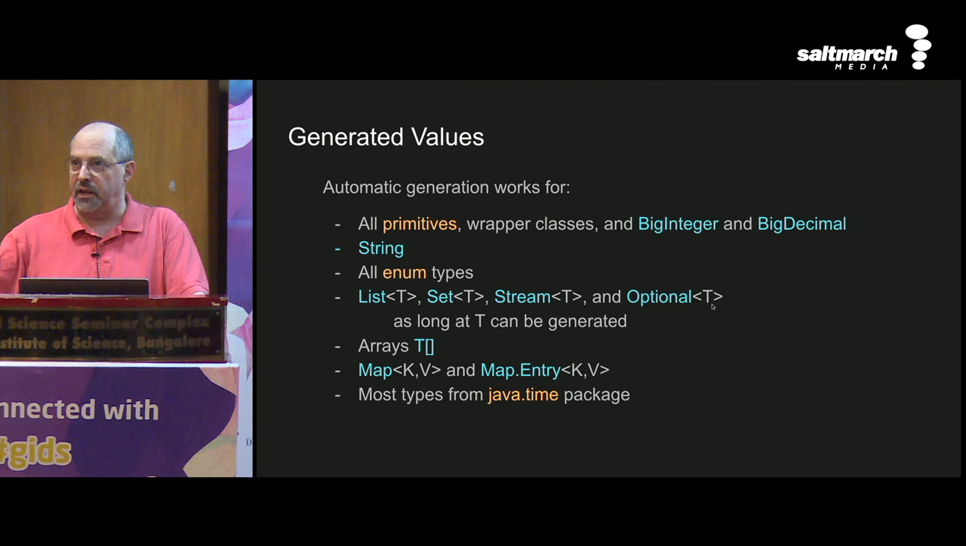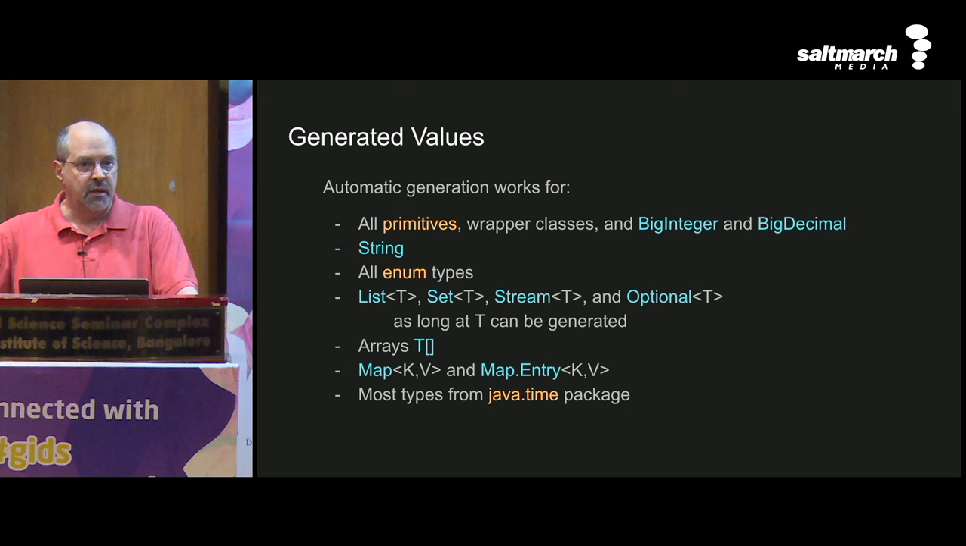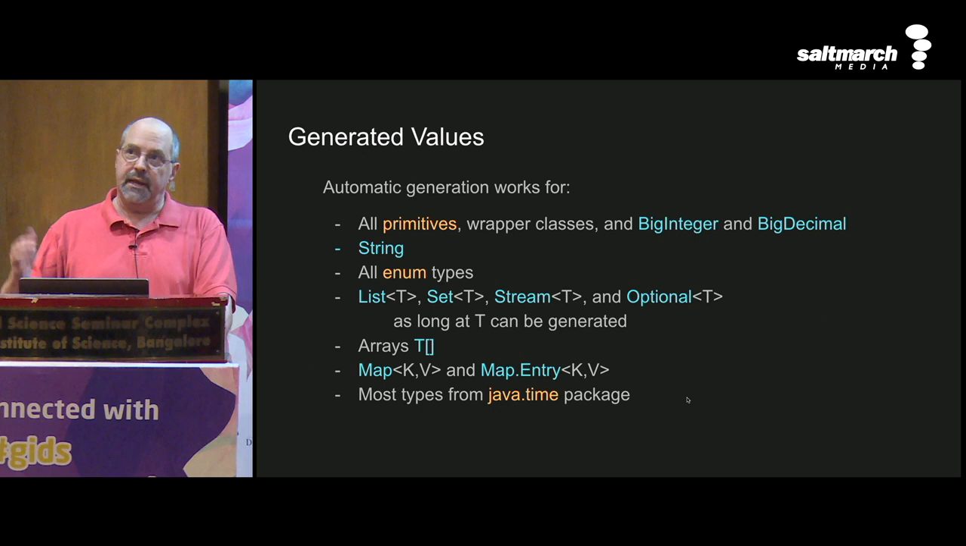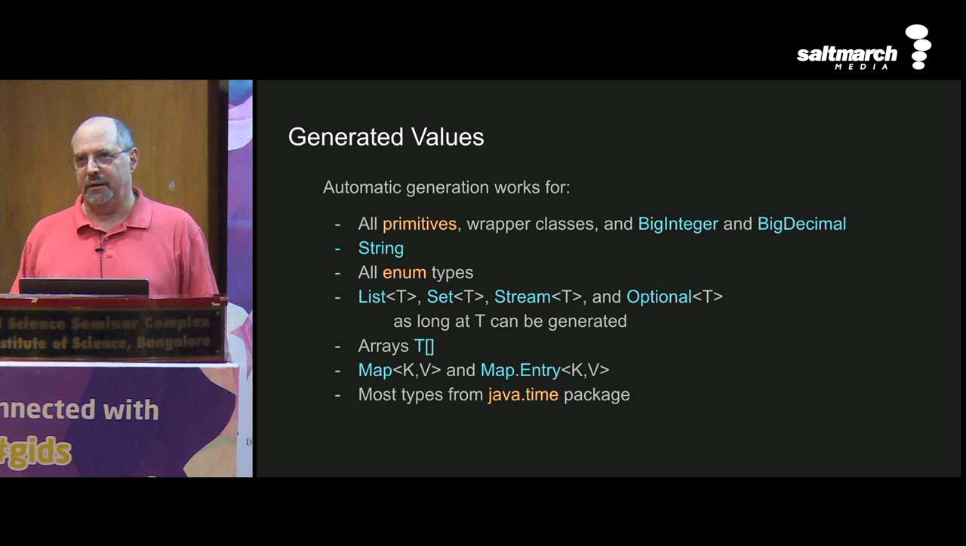Now, if it's a class, and therefore it doesn't have a built-in generator, we have a way to do that too, but for that you don't use the annotation approach, you use the arbitraries. So I'll show you an example of that in a minute. It can handle arrays, it can handle maps, and in the documentation it says it can't do some of the types from java.time. Yeah, it can. I mean, it hadn't updated the documentation. The library does work with that.